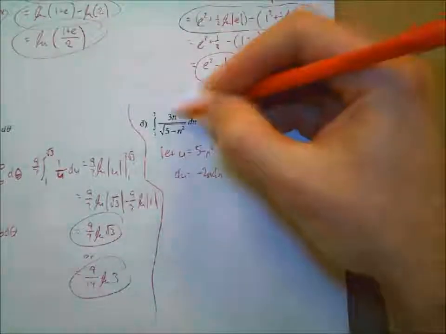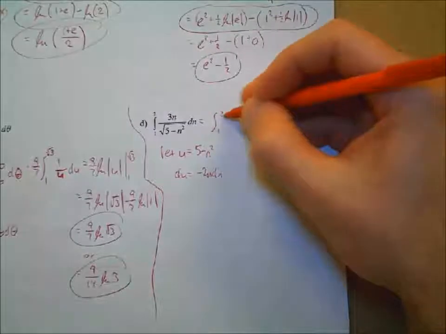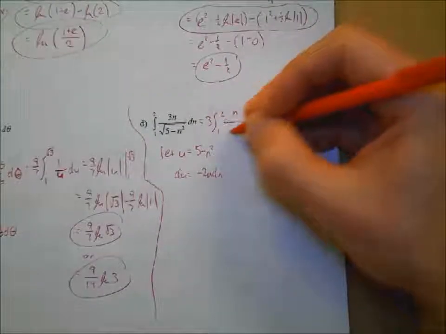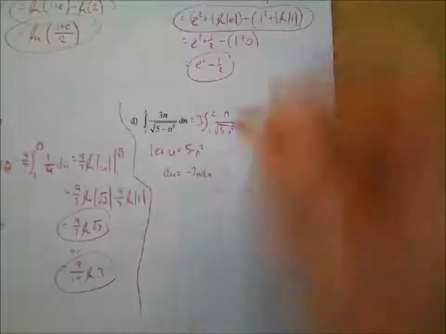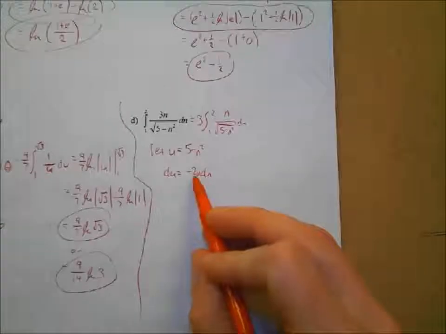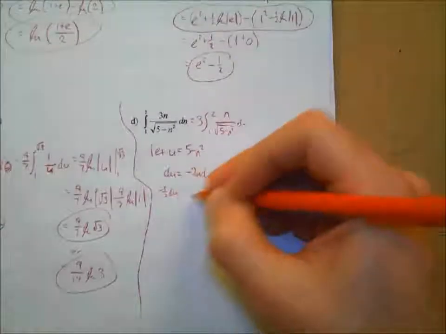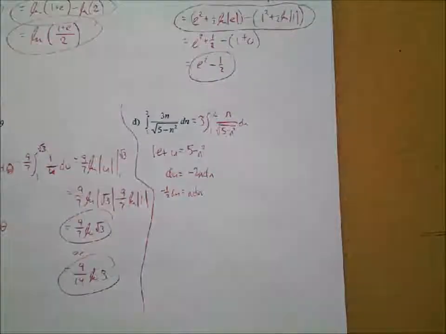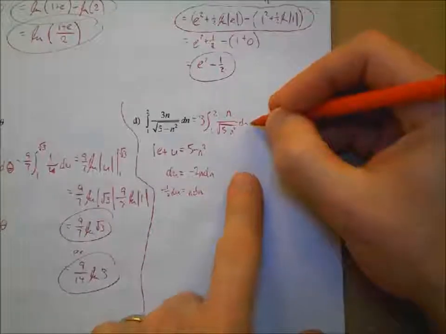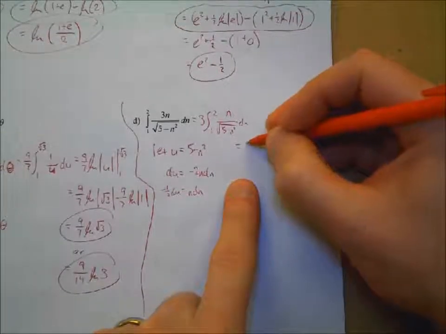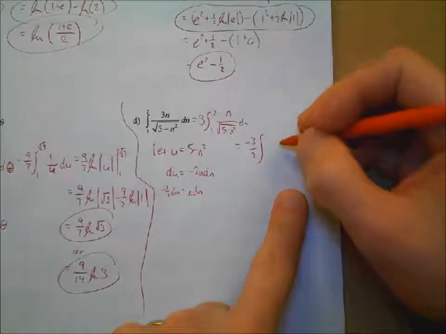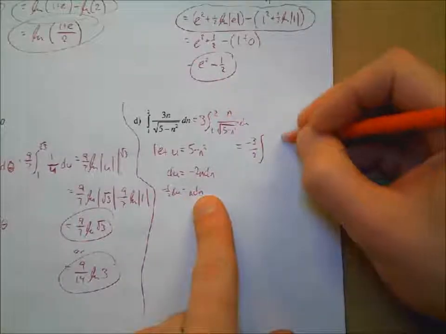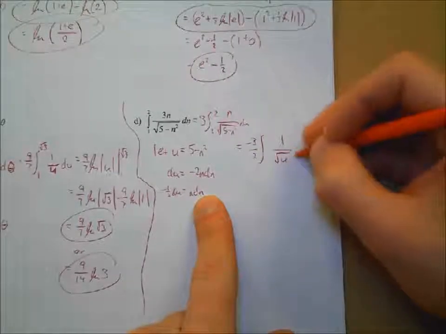We have a 3n dn. Let me go ahead and change this to be 3 in front, and then n over the square root of 5 minus n squared dn. So I'll pull that 3 out there. So we have an n dn. I need this to be n dn, so I'm going to divide by the negative 2, making it negative 1/2 du equals n dn. And so this becomes negative 3/2 in front of the integral, we'll worry about the limits of integration in just a second here. There's our du, so 1 over the square root of u du.